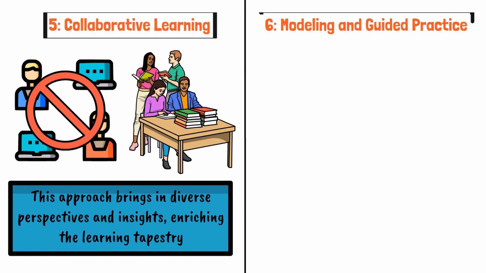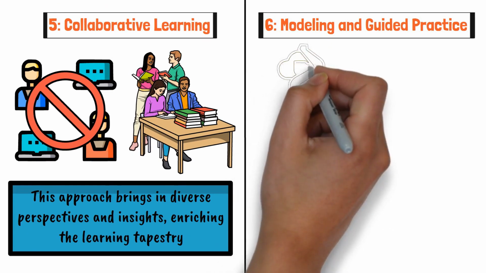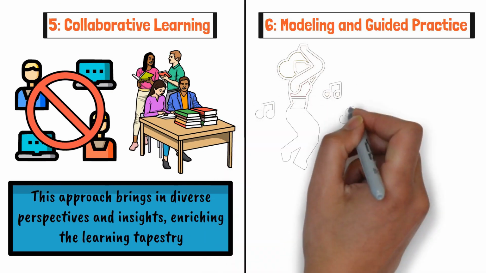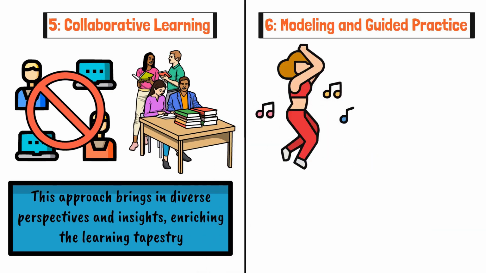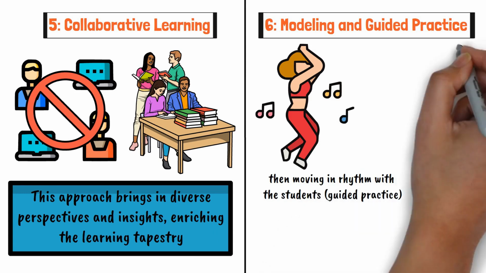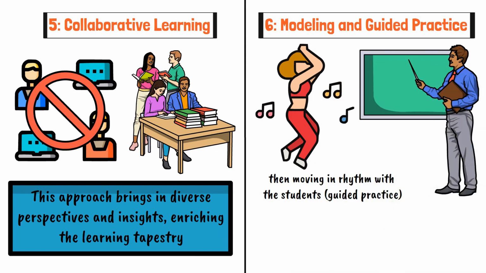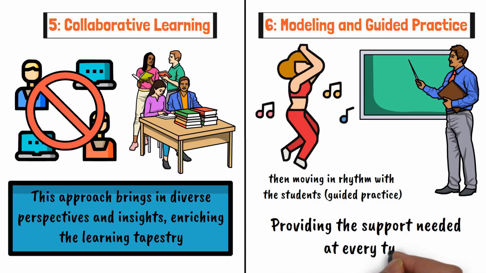6. Modeling and guided practice. Choreographing the learning dance. Effective teaching involves showing the steps, modeling, and then moving in rhythm with the students. Guided practice. Teachers who circulate and offer assistance embody this dance of learning, providing the support needed at every turn.